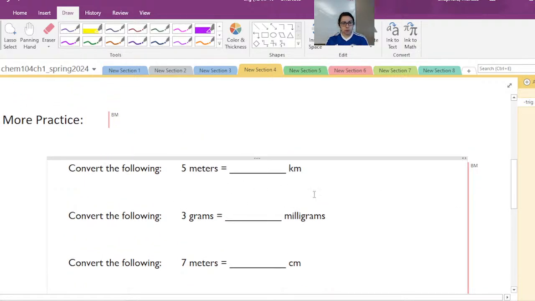So let's try these first 3. See if you can convert meters to kilometers, grams to milligrams, and meters to centimeters.